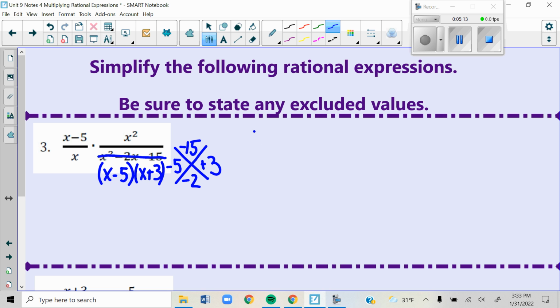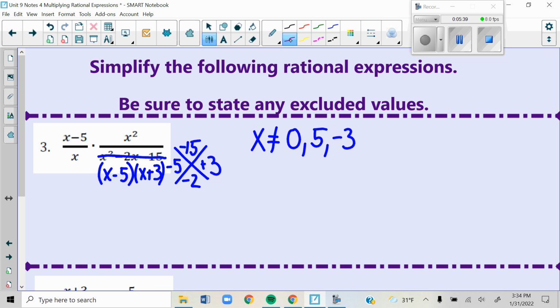So we would say x cannot equal, and then we kind of look at the first one. We have just an x by itself, and so we can't have that be a 0. Then we have x minus 5. So think back to the last lesson where we talked about excluded values. X minus 5, so x cannot be positive 5. That would make that into a 0. And then we have x plus 3, so x cannot equal negative 3. That would make that into a 0.